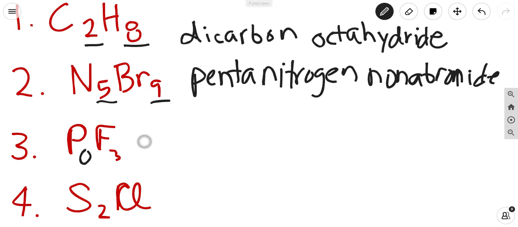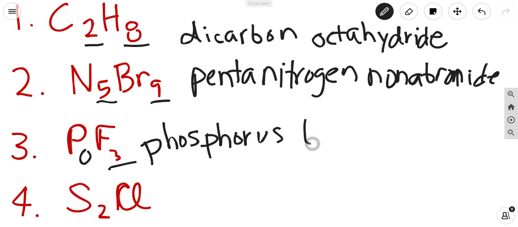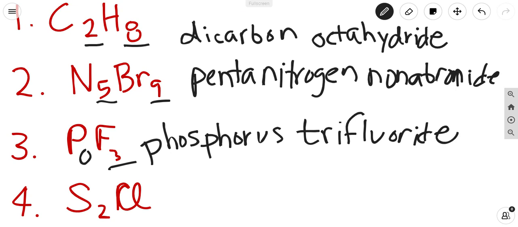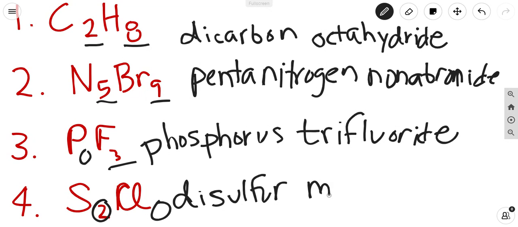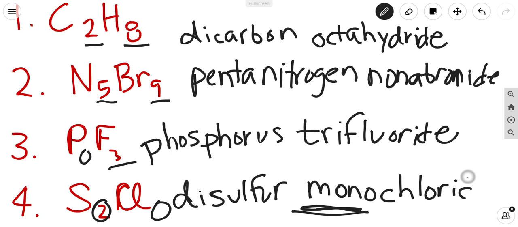Nothing here, so it's phosphorus. Trifluoride. 2 is disulfur. Nothing here, so it's mono. Remember, mono always goes second. Chloride. Okay.